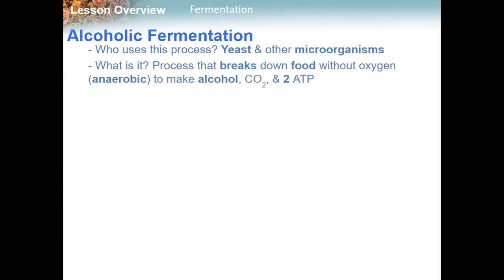So let's take a look at alcoholic fermentation. Who does this process? Organisms like yeast, and yes, yeast is a living thing, and other small microorganisms will use alcoholic fermentation. And what is alcoholic fermentation? They're just breaking down their food for energy, but oxygen is not available. And when they do this, they will make different products. They'll release carbon dioxide, they'll release a type of alcohol, and they'll release 2 ATP.